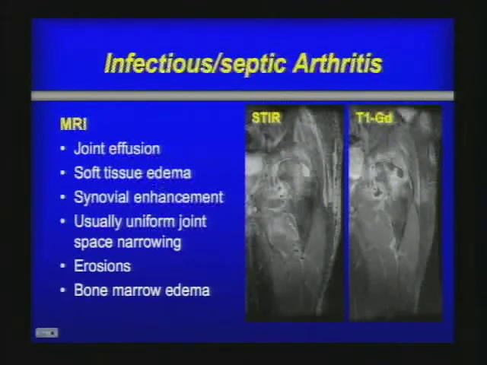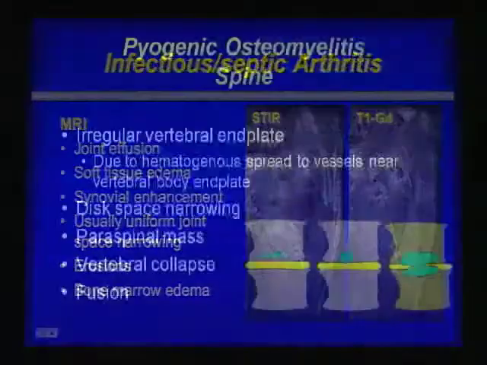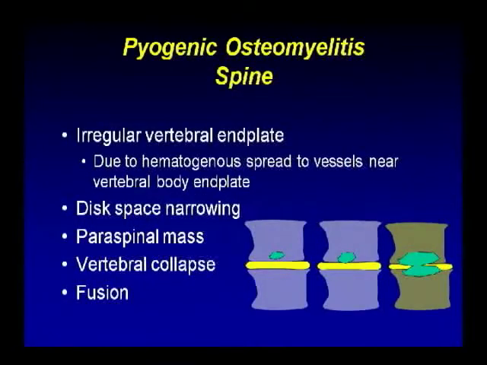Typically also found are erosions, which you see here in these images, and bone marrow edema in the STIR images, but keep in mind that bone marrow edema pattern will also enhance in T1-weighted gadolinium-enhanced images. Now let's move to the spine.